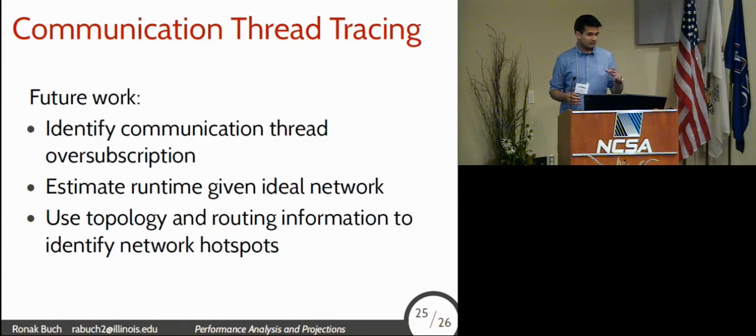If there's a big gap between when chares try to send messages and when they're actually sent, then we know that maybe we're running with too many worker threads per comm thread. We can also estimate the runtime given an ideal network. Essentially, if we take all the messages that we send and take out the excess latency we see, then we would see what it would look like if we had a perfectly mapped job that never had any contention. So this can give us an upper bound on what an ideal topology-aware mapped execution should look like. And as I said before, we also want to use topology and routing information to identify different network hotspots that we have in the application.